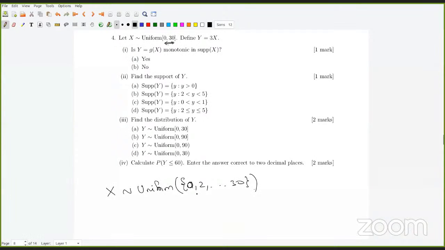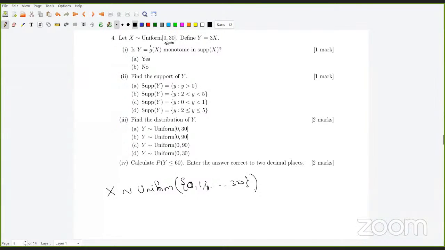This is actually a set of values it takes. X takes only some values, 0, 1, 2 like this. But here we have given an interval. So this represents that x can take any value in the interval 0 to 30. It can take 0.1 or 0.02 or whatever value, any value in between 0 and 30. So that will be the continuous case.